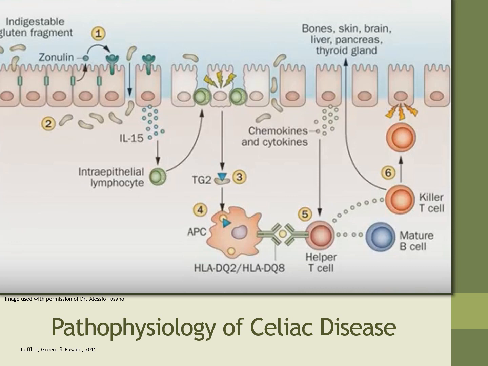T helper cells further stimulate killer T cells to directly attack enterocytes at 5. Activated inflammatory cells further cause local inflammation in the small intestine, which causes the gastrointestinal symptoms. They also migrate to the other parts of the body, where the inflammatory processes cause the extraintestinal symptoms seen at 6.